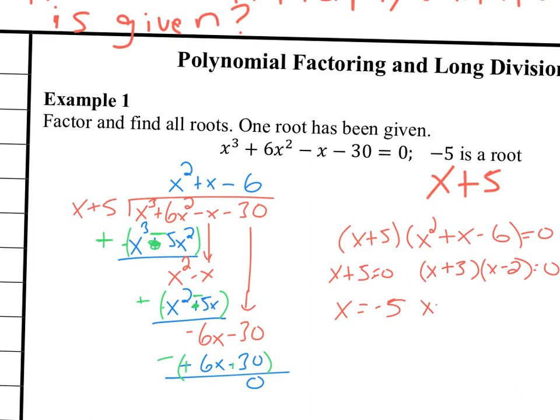So x is going to equal -3, and x is going to equal 2. And now we have our answers in no specific order: -5, -3, 2. And those are all the roots.